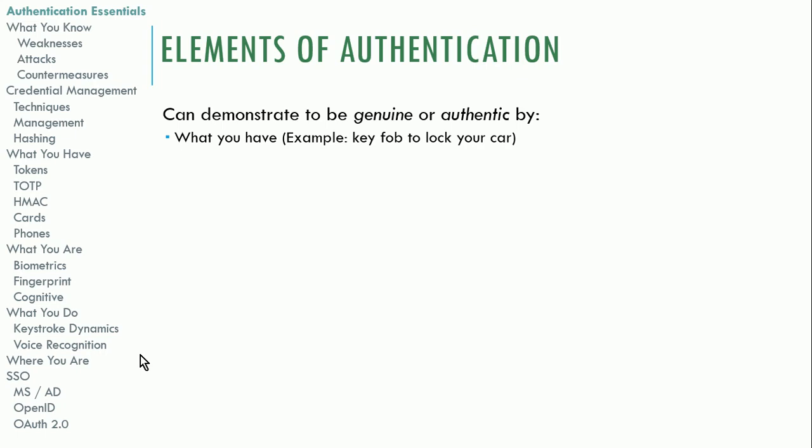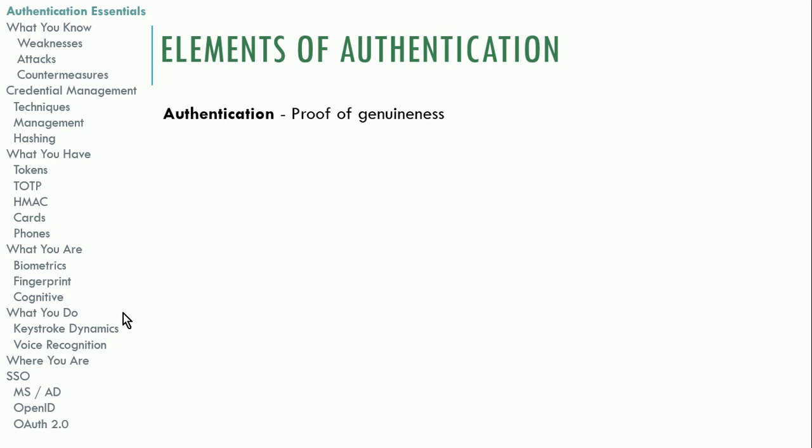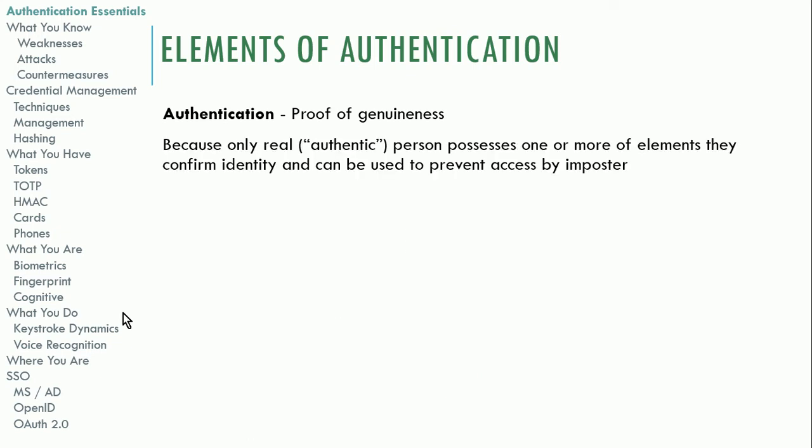So, I'm sorry, I have this slide here twice. Here's an example of some of the things that I talked about, like a key fob for your car, what you look like, memorizing a lock, what you do, where you are, and so forth. So authentication is the proof of who you are, as I said before. Because only a real authentic person possesses one or more of these elements, they can confirm the identity and can be used to prevent access by an imposter.